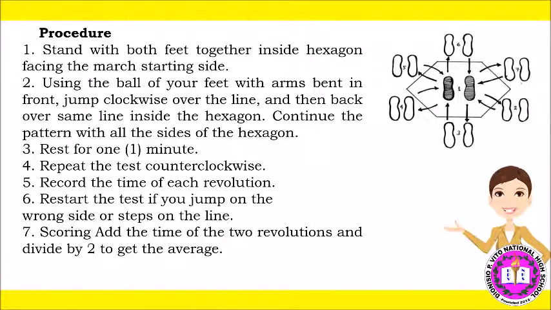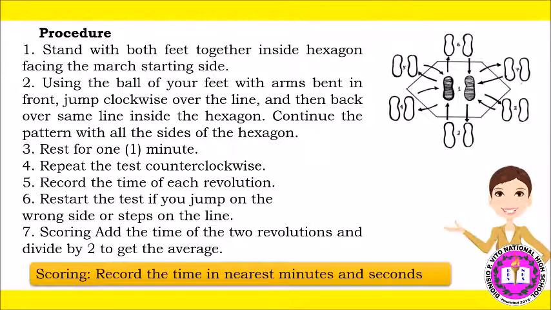Third, rest for 1 minute. Fourth, repeat the test counterclockwise. Fifth, record the time of each revolution. Sixth, restart the test if you jump on the wrong side or step on the line. Seventh, scoring: add the time of the 2 revolutions and divide by 2 to get the average. Scoring: record the time in the nearest minutes and seconds.